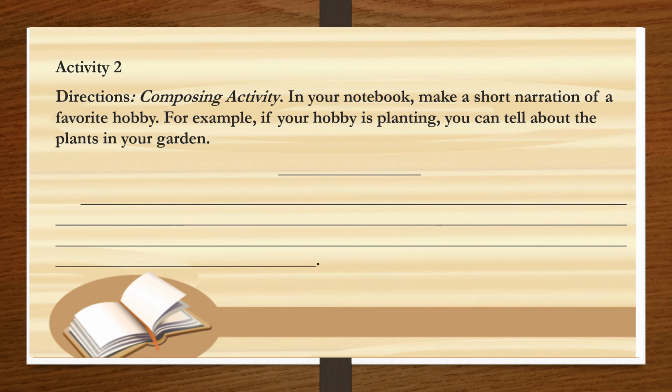And for activity 2, directions: this is also a composing activity. In your notebook again, make a short narration of a favorite hobby. For example, if your hobby is planting, you can tell about the plants in your garden. How did you reproduce them? Did these plants make you happy while seeing them grow every day? This time, use subordinating conjunctions in writing the paragraph.